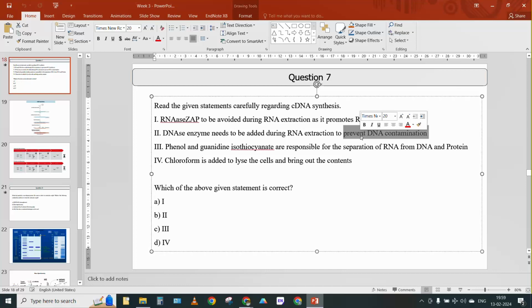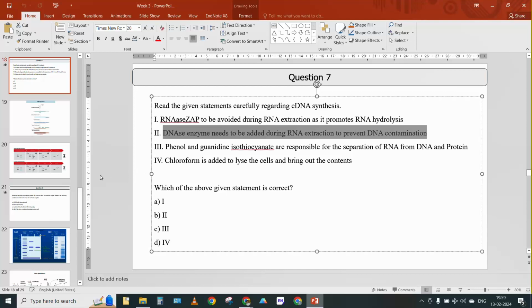And DNase, which is an enzyme that specifically cleaves DNA, is introduced to degrade any residual genomic DNA, which should be present in the RNA sample. So the addition of DNase during RNA extraction is a standard practice in molecular biology laboratories, ensuring the purity of RNA samples and the reliability of the subsequent analysis. So according to these theories, statement 2 is the correct one.